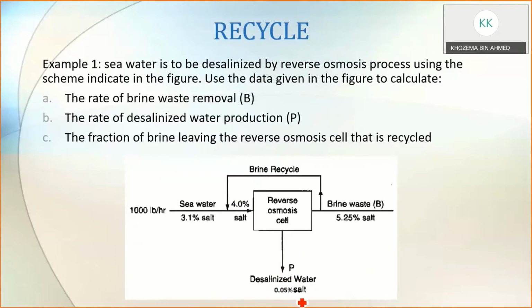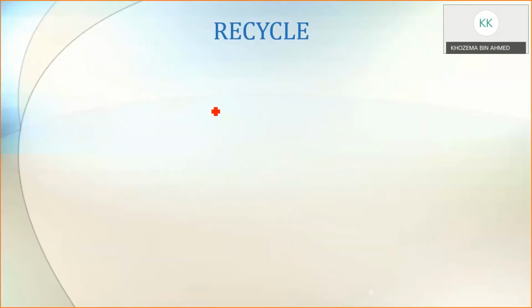0.05% of salt, and whatever is coming out, our gross product, will be split into a brine recycle and brine waste, which has a composition of 5.25% salt. Now let us see how we solve this question. First of all, let us draw back our process flow diagram.